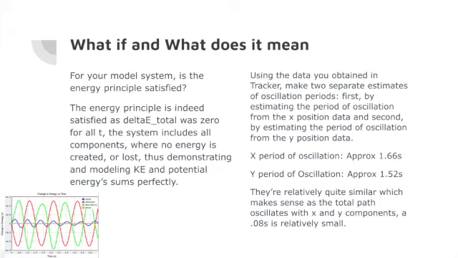My X estimate was 1.66 seconds and my Y estimate was 1.52 seconds. And they're relatively quite similar, which makes sense as the total path oscillates with X and Y components, and a 0.08 second difference between these two is relatively small for the scope of this experiment.